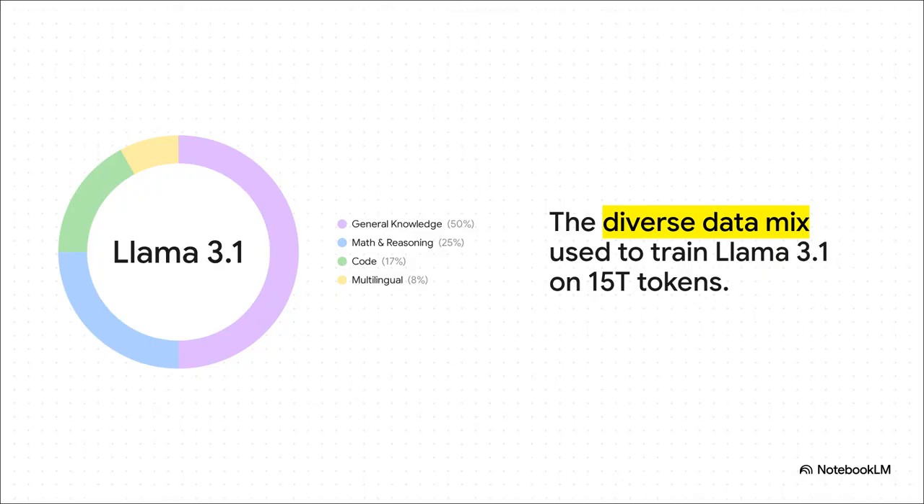So, what's actually in that 15 trillion token diet? Well, about half of it is what you'd expect. General knowledge from the internet, books, that kind of thing. But look closer at the other ingredients.